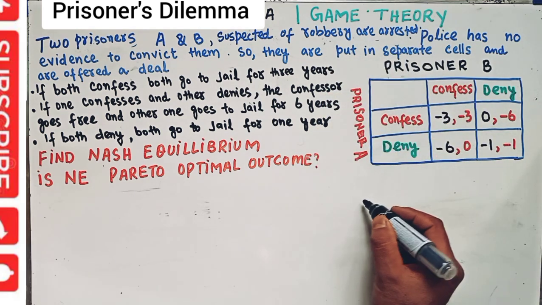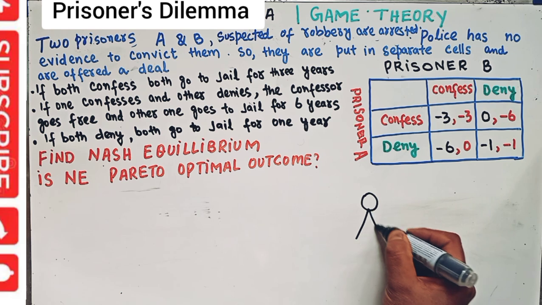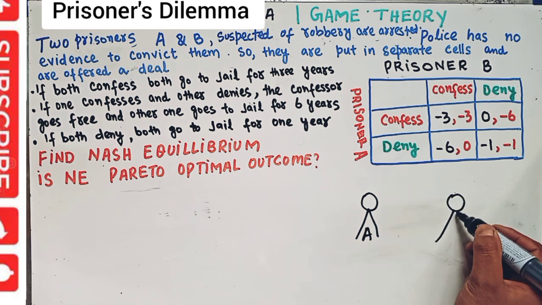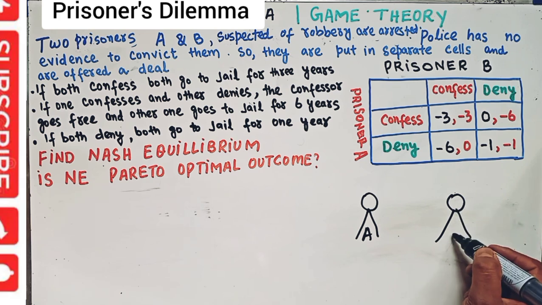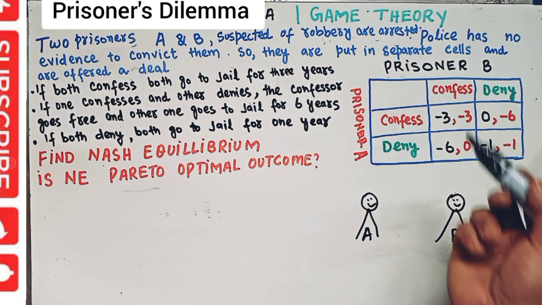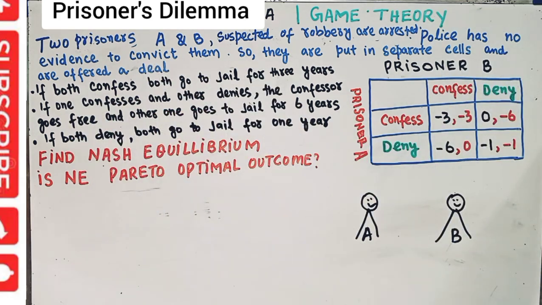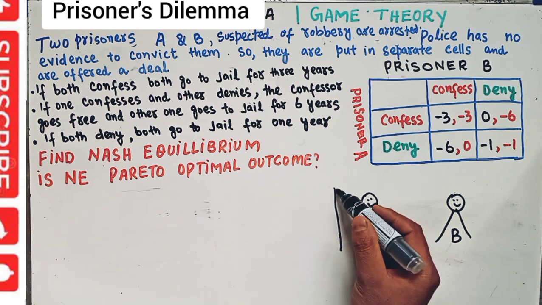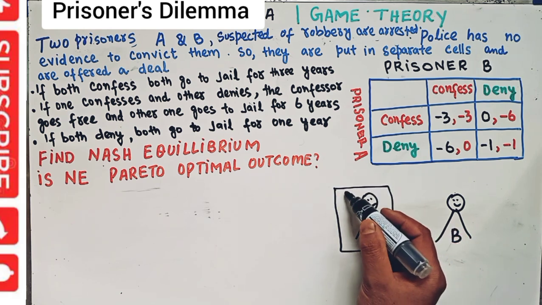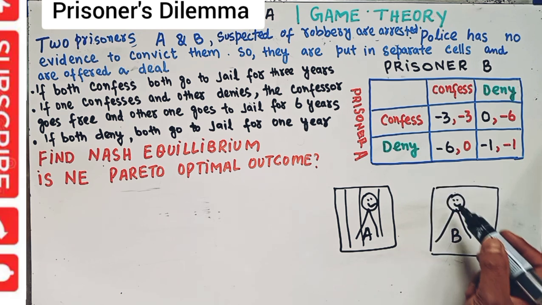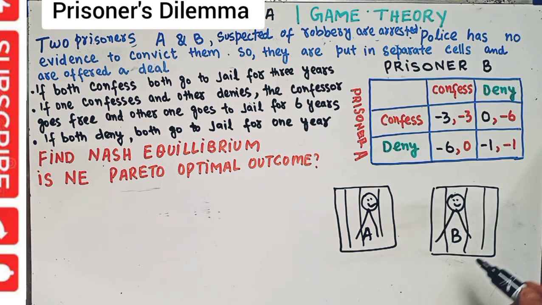So we have two persons, person A and person B. They are arrested for robbery. They are the suspects. Police have no evidence to convict them, so they are put in separate cells. Prisoner A is put in a separate cell, and prisoner B is also put in a separate cell. They cannot communicate with each other.